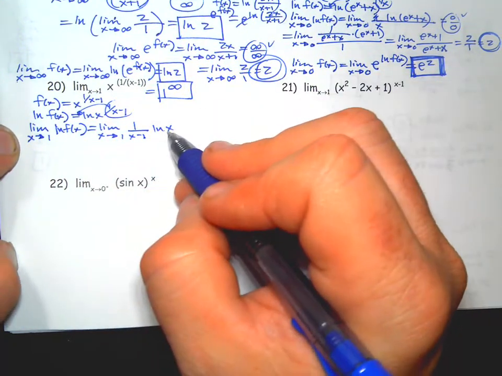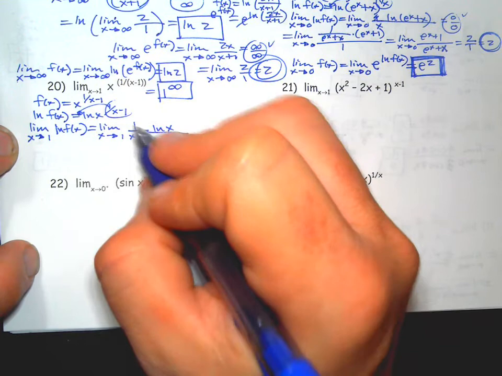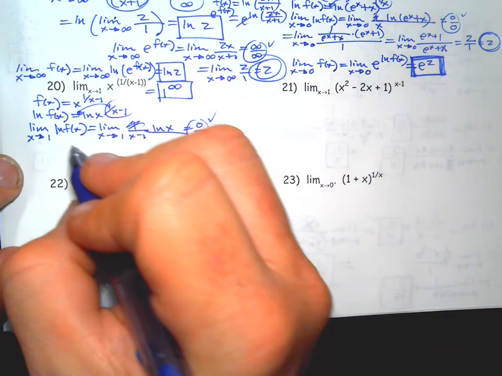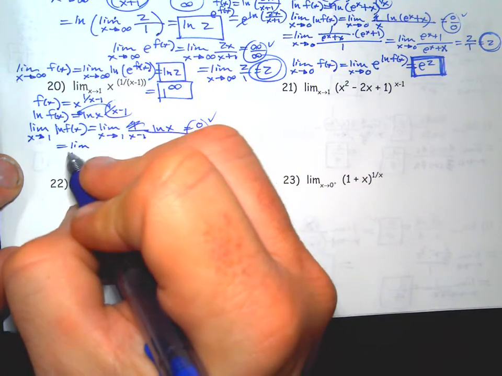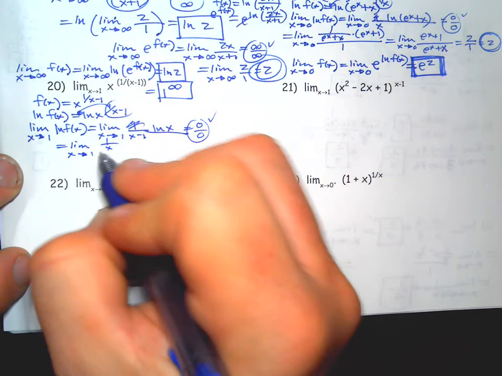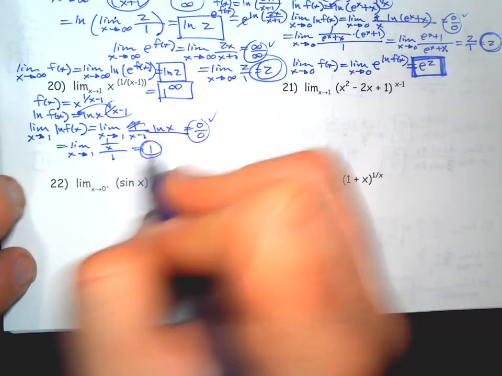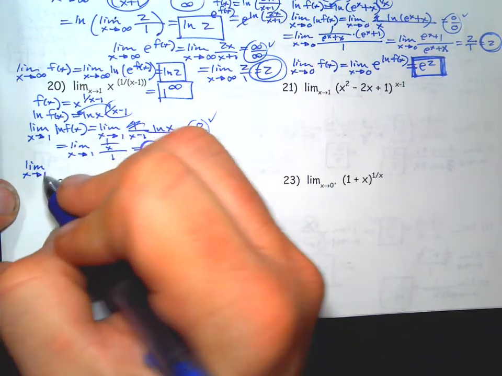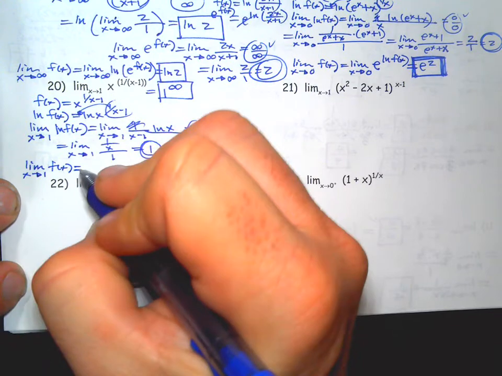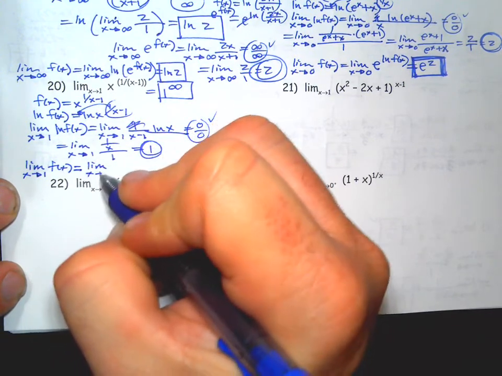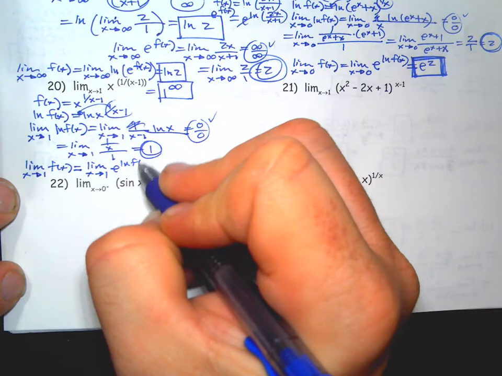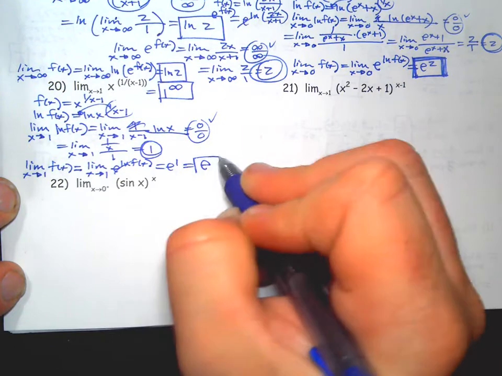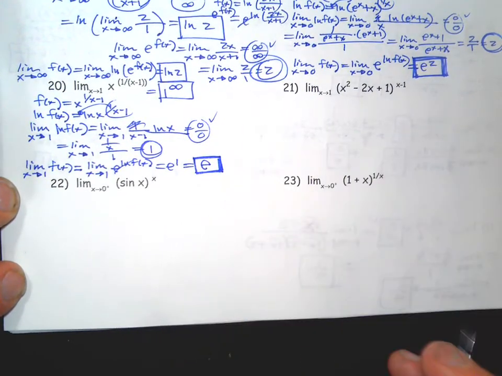That's going to be 0 over, so let's just think of it as a big fraction because we get 0 over 0. Okay, so we're going to do L'Hopital's rule. And that's going to give us 1. But we want the limit of the original function. e to the natural log of f of x, which would be e to the 1, which is e. Okay, next one.